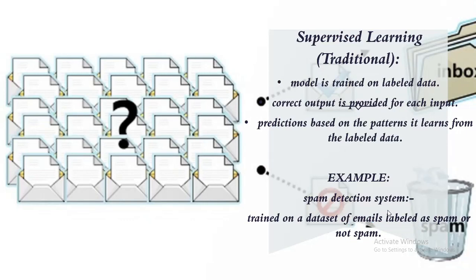It is a type of machine learning, as we know, where a model is trained on labeled data where the correct output is provided for each input. The model learns to make predictions based on the patterns that it learns from the labeled data. For example, in a spam detection system, this algorithm can be trained on a data set of emails labeled as spam or not spam, and then it can classify new incoming emails as spam or not spam based on the learned patterns.